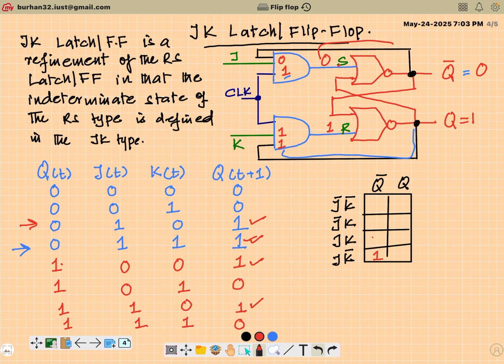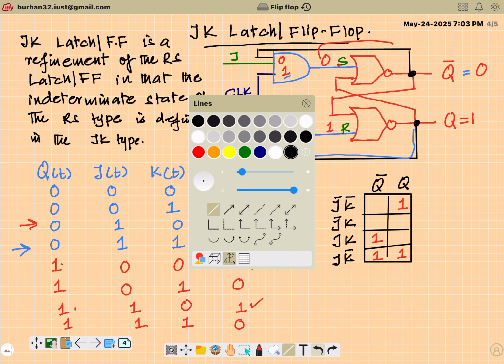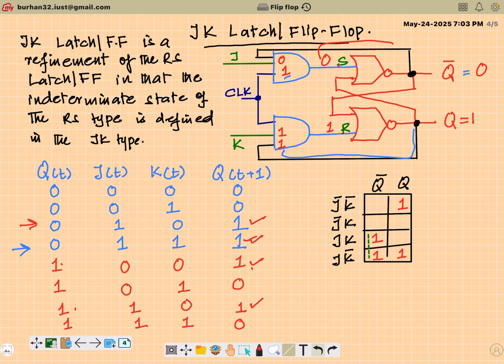So I think this one corresponds to J complement Q, K complement Q. So this one, and then this one corresponds to J K complement and Q. So this one. Fine. Again, you can combine it in different ways. So I can have one of the combinations like this, and then another one like this.